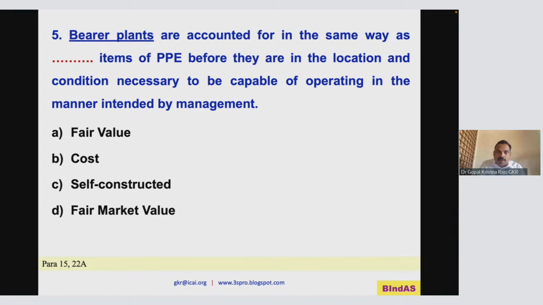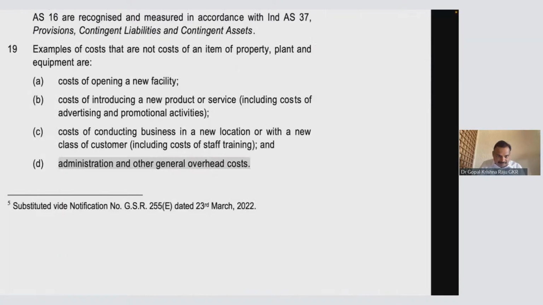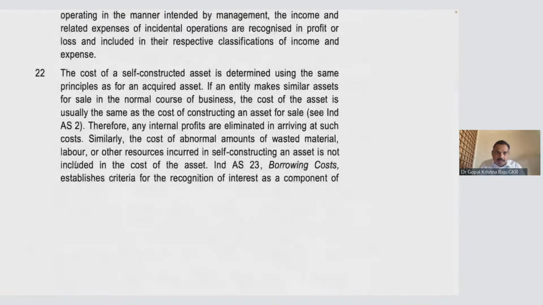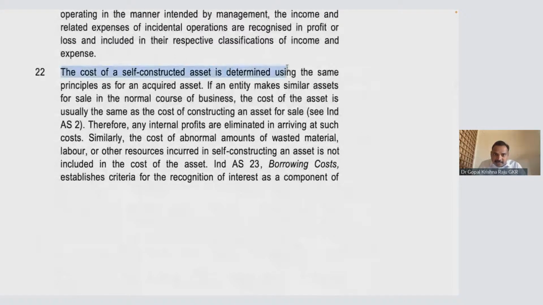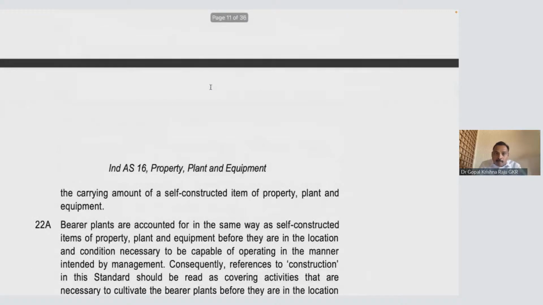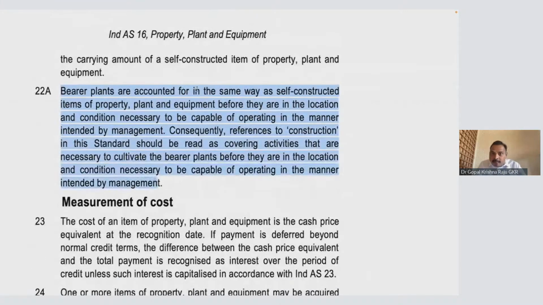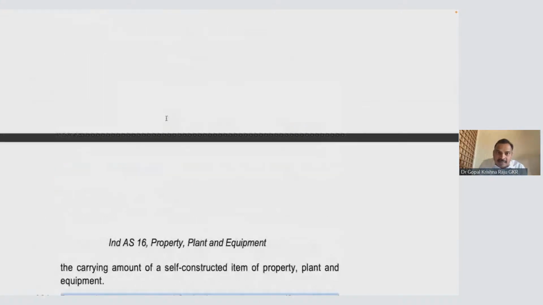So, I am taking you to a very important paragraph. Look at this paragraph. The cost of a self-constructed asset is determined using the same principle as a self-acquired asset. Now, how will a bearer plant be done? A bearer plant is accounted in the same way as a self-constructed asset, a self-constructed asset of PP. Now, what is a self-constructed asset? That is what is given here.